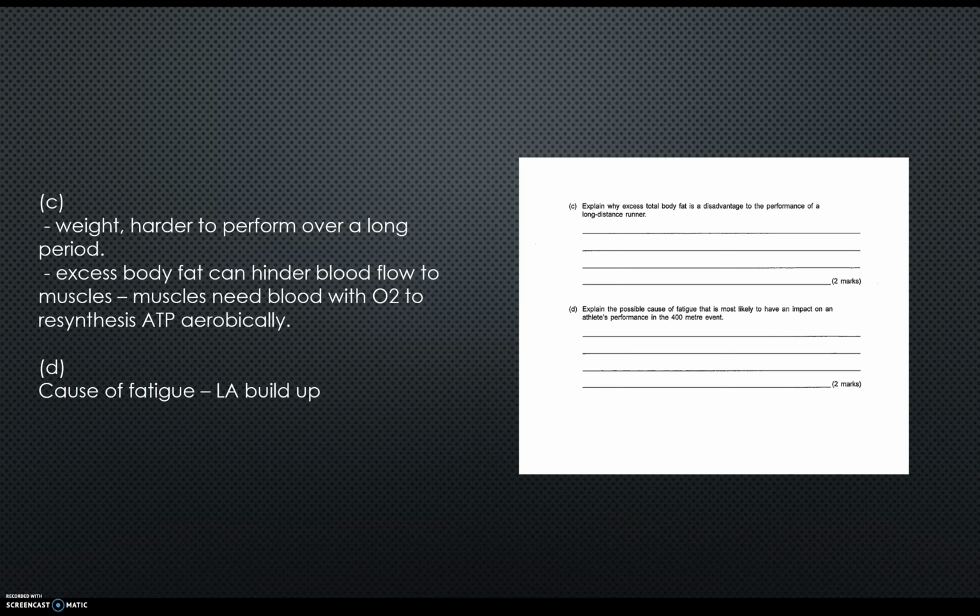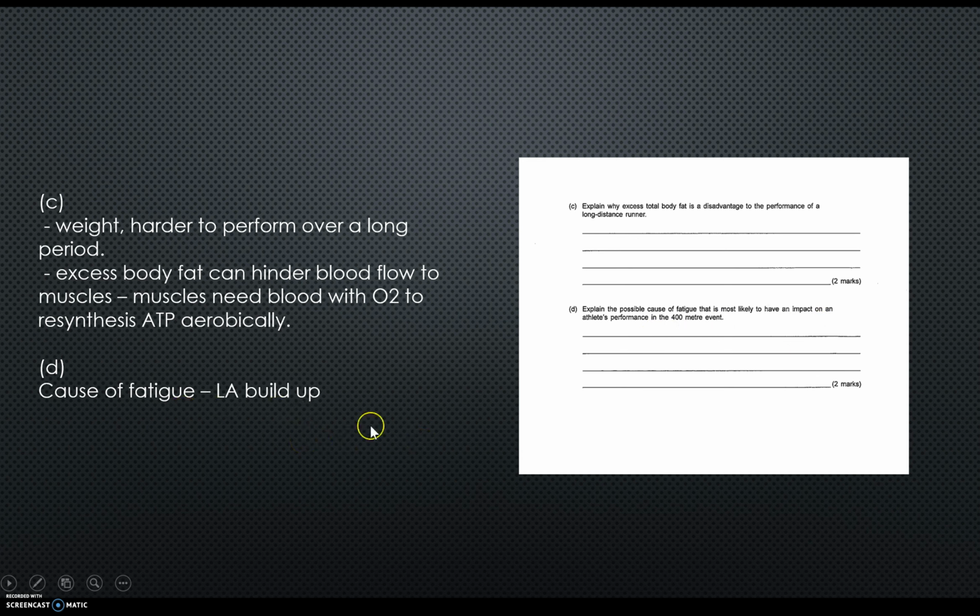So, explain why total excess body fat would be a disadvantage to a long distance runner. In terms of weight, it's harder to perform over a long period if you carry more body weight, but also excess body fat can hinder blood flow to your muscles. If we're carrying fat, the muscles need the blood and perform more efficiently with oxygen, so the less body fat, the better.